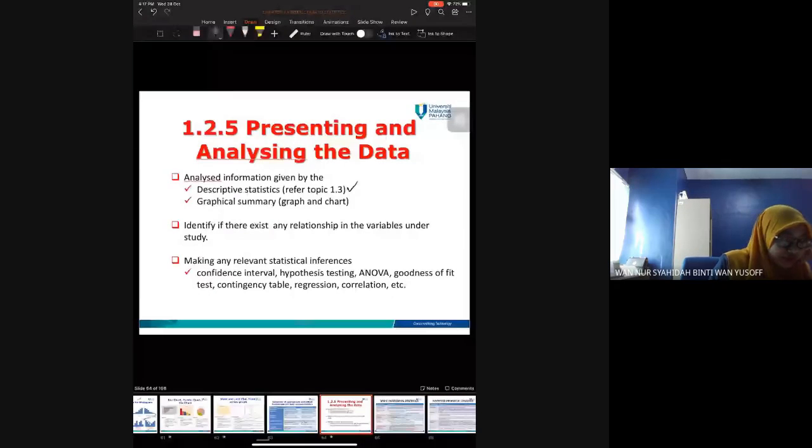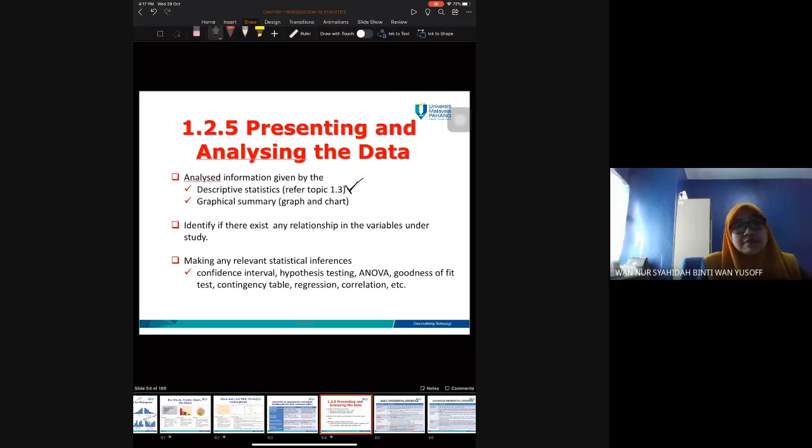So this week we should start from 1.2.5. Step 5 here is just presenting and analyzing the data. One of the methods that we can use to analyze is descriptive statistics, the simplest one. We calculate the mean, and based on the mean and the variability, we can discuss the data.